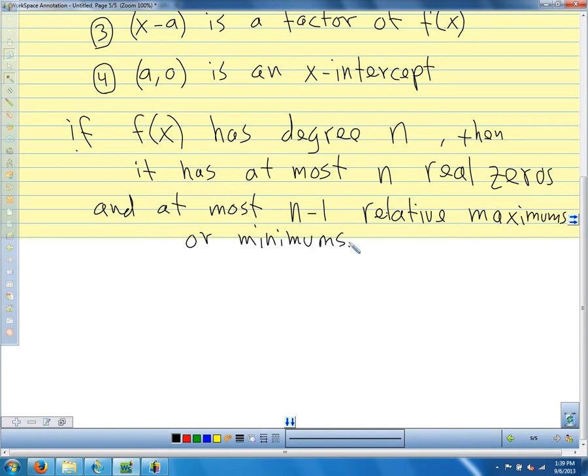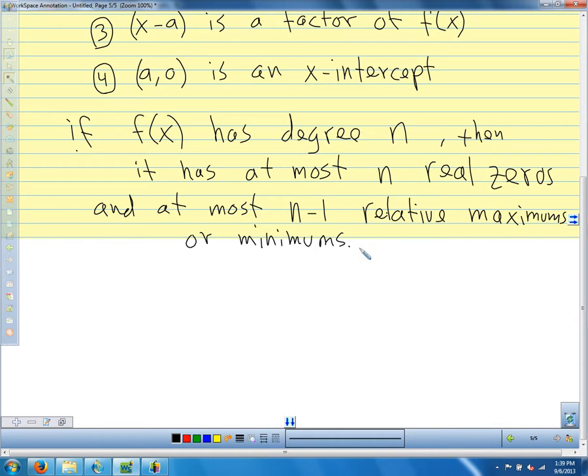So think about our quadratic function. Quadratic function, the highest degree is 2. That tells us that a quadratic function has at most 2 real zeros. It can cross the x-axis at most 2 times. To cross it again, it would have to curve around again. And we know that graphs of quadratic functions don't. And a quadratic function has at most 1 relative maximum or minimum at the vertex.